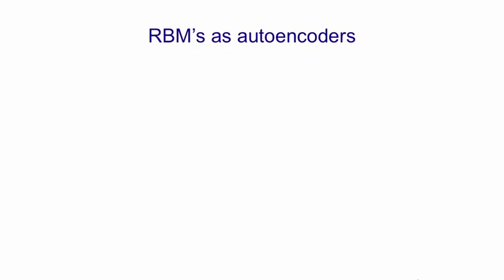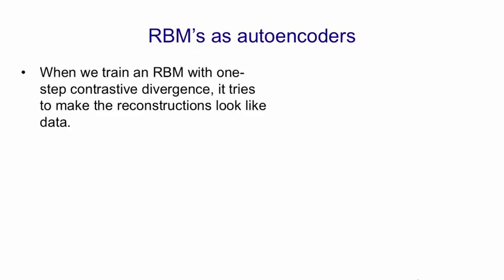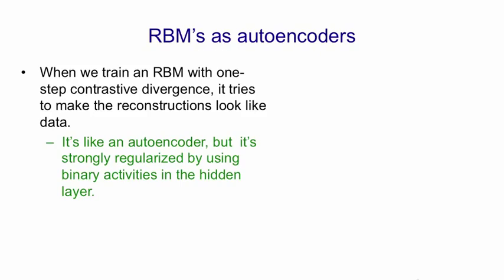I now want to consider shallow autoencoders that just have one hidden layer. Restricted Boltzmann machines can be viewed as shallow autoencoders, particularly if they're trained with contrastive divergence, because they're trying to make the reconstructions look like the data. When viewed as an autoencoder, a restricted Boltzmann machine has very strong regularization, because the hidden units are only allowed to have binary activities, and this restricts their capacity a lot.